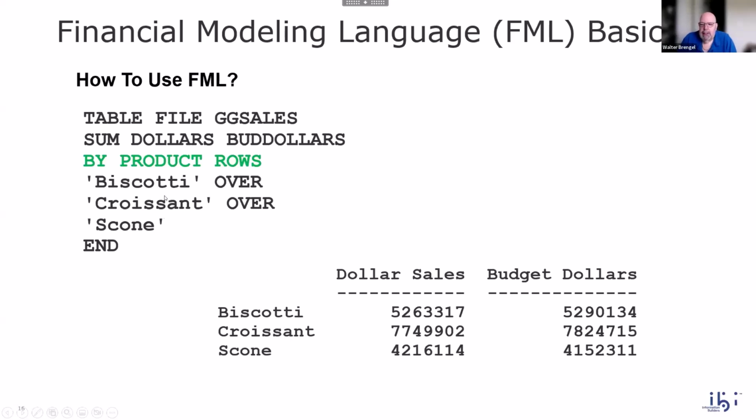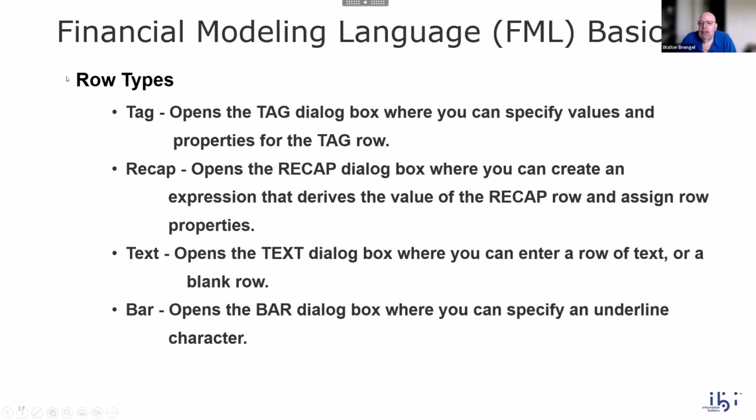So again, you only get the 3 rows that you specify, or however many rows you specify. Your different row types: you have your tag, which identifies your values. Recap does calculations. Text is to put in just free-form text. And then bar, in the old financial reports, the income statements and balance sheets, you would total everything, have a single line, and then at the grand total, you would double line it or double bar it.